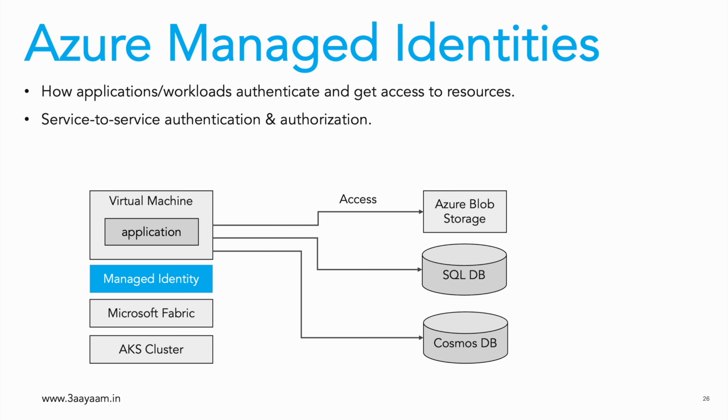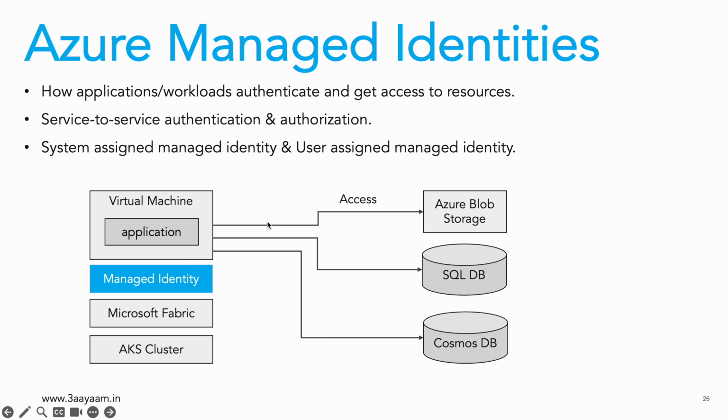So when one service needs to access another service or another resource, then we use Azure managed identity to provide access. Now in this case, this is a service which is a virtual machine, or one resource, and this virtual machine wants to access another resource which is Azure Blob Storage. So that's how you can use managed identity. Similar would be the case for Microsoft Fabric or AKS cluster also. And there are two types of managed identities that are provided. One is the system assigned managed identity and the other one is the user assigned managed identity.